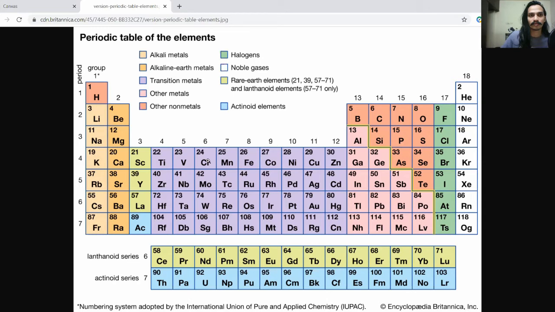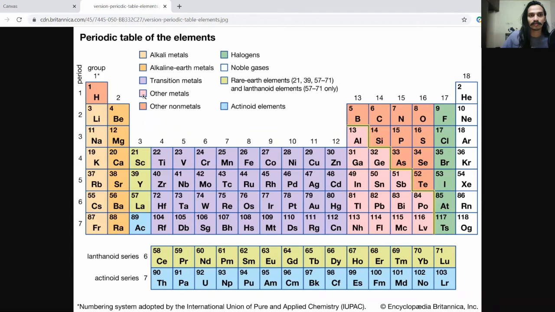We call it transition because that is where you see the shift from metallic to non-metallic. As you go to the end, these green ones are called halogens. Again, it's a non-metallic group, the halogen group. Each group will have a certain type of name. Noble gases are something we'll discuss later. Just look at all of these names.